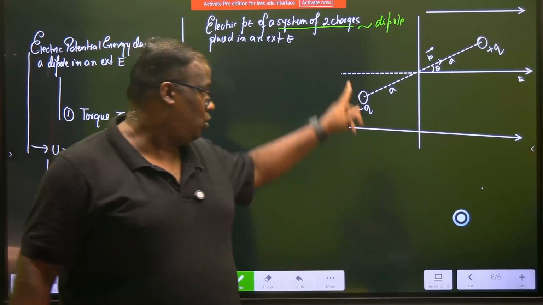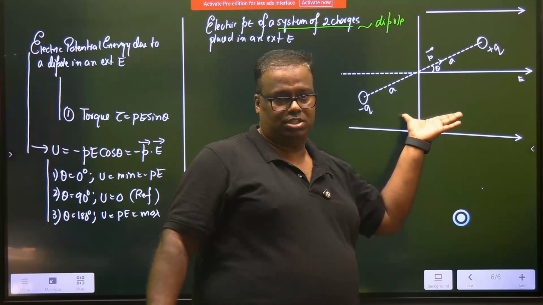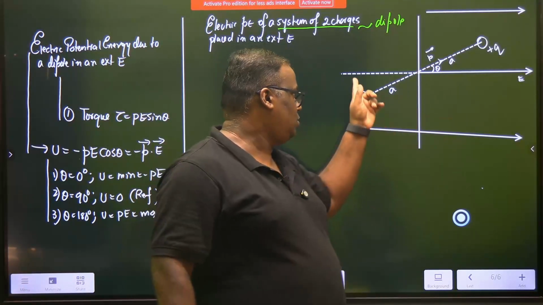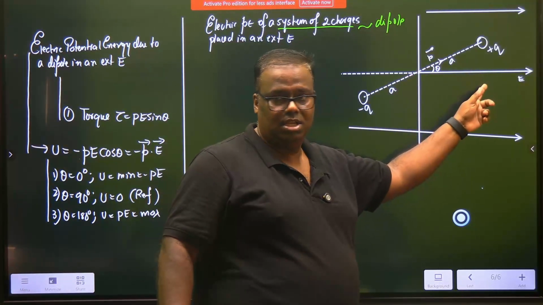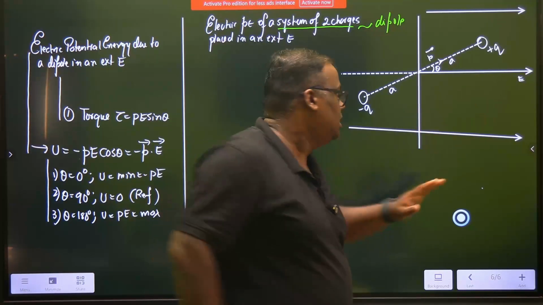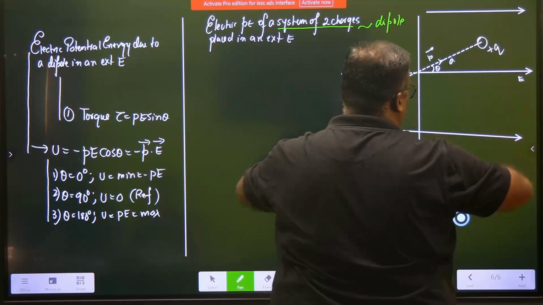Displacement means the shortest distance between the two. The shortest distance will be this distance plus this distance. That is the displacement. Are you getting it? Draw two vertical lines out here.